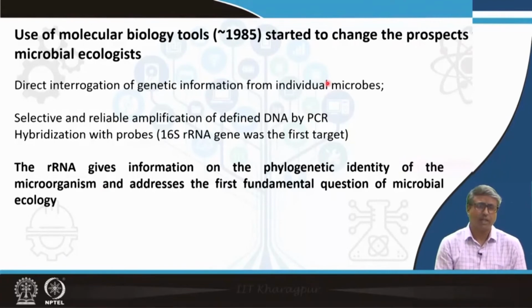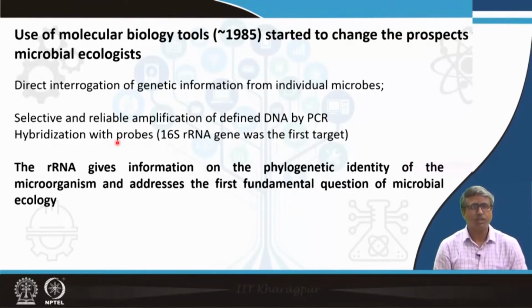So, if we have isolated the organism, or even if we have not isolated the organism, we can identify the organism directly through these genetic methods. Selective and reliable amplification of defined DNA like a 16S ribosomal RNA gene or 18S ribosomal RNA gene, or any other genes or functional genes, and also development of hybridization methods with probes, the short oligonucleotide chains which are tagged with a fluorescent marker or a radio isotope, particularly with 16S ribosomal gene was the first target.